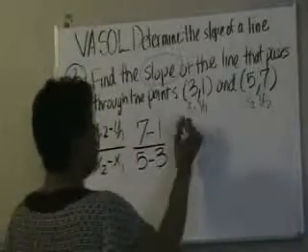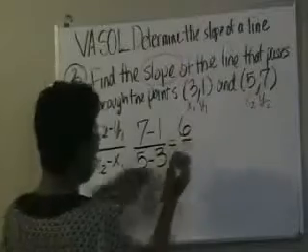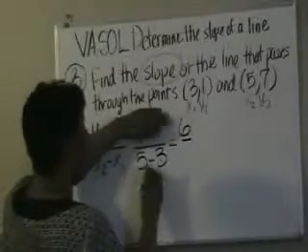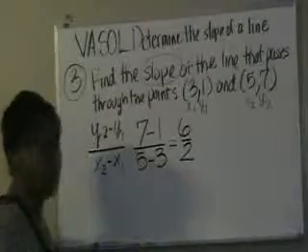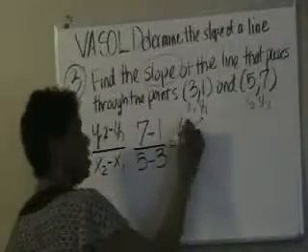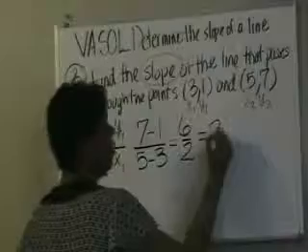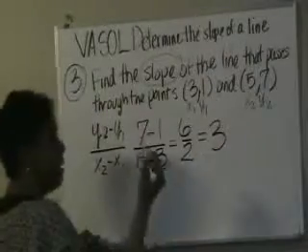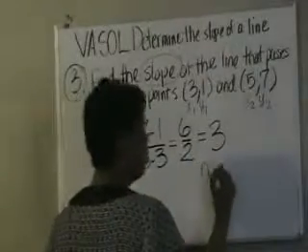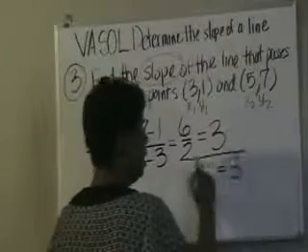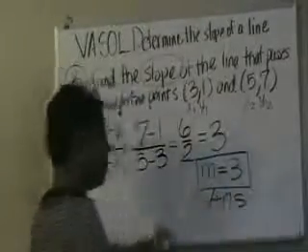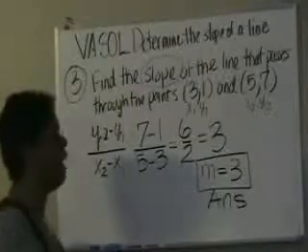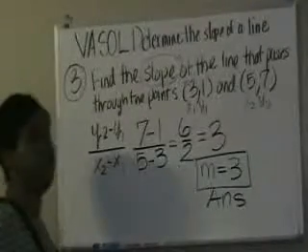Then you can just do the work. 7 minus 1 is 6. And I'm covering up so you can see it. And then you do 5 minus 3, which is 2. Okay? You can reduce this. 2 goes into 6 3 times. So your slope is 3. So the answer to this question is m, which represents slope, is 3. This is your answer. I'm also going to go over another way that you can do this problem in your calculator.